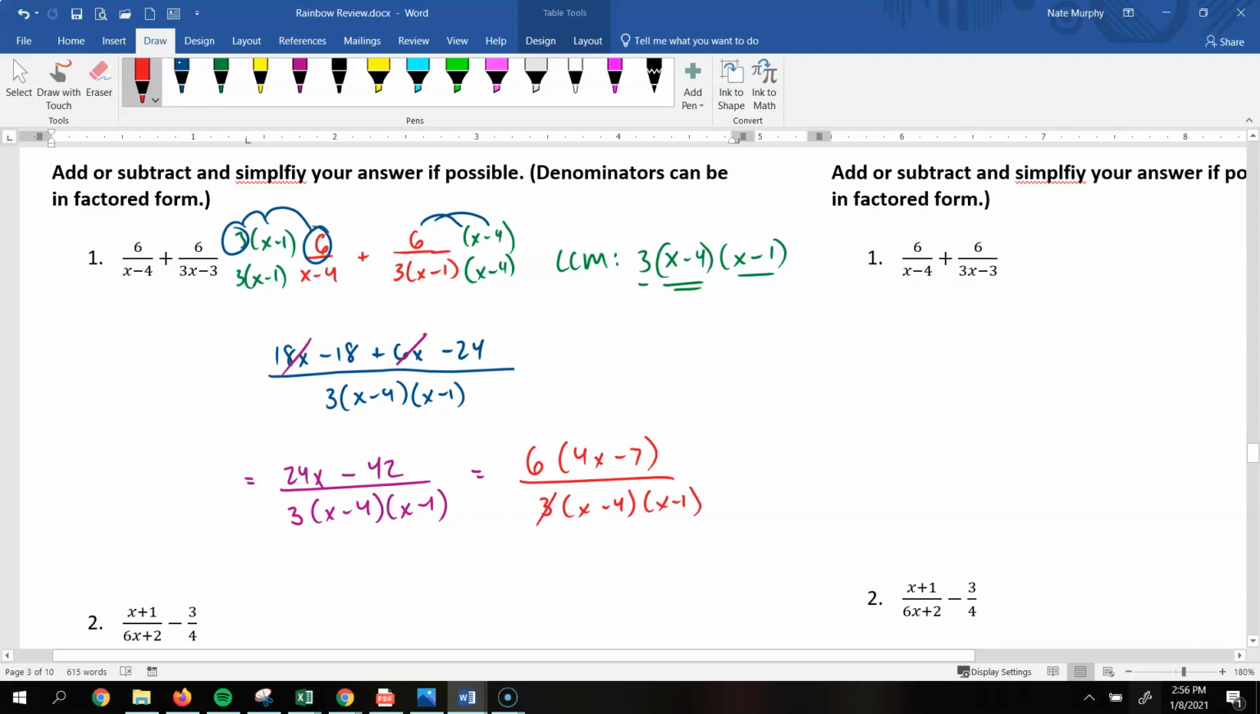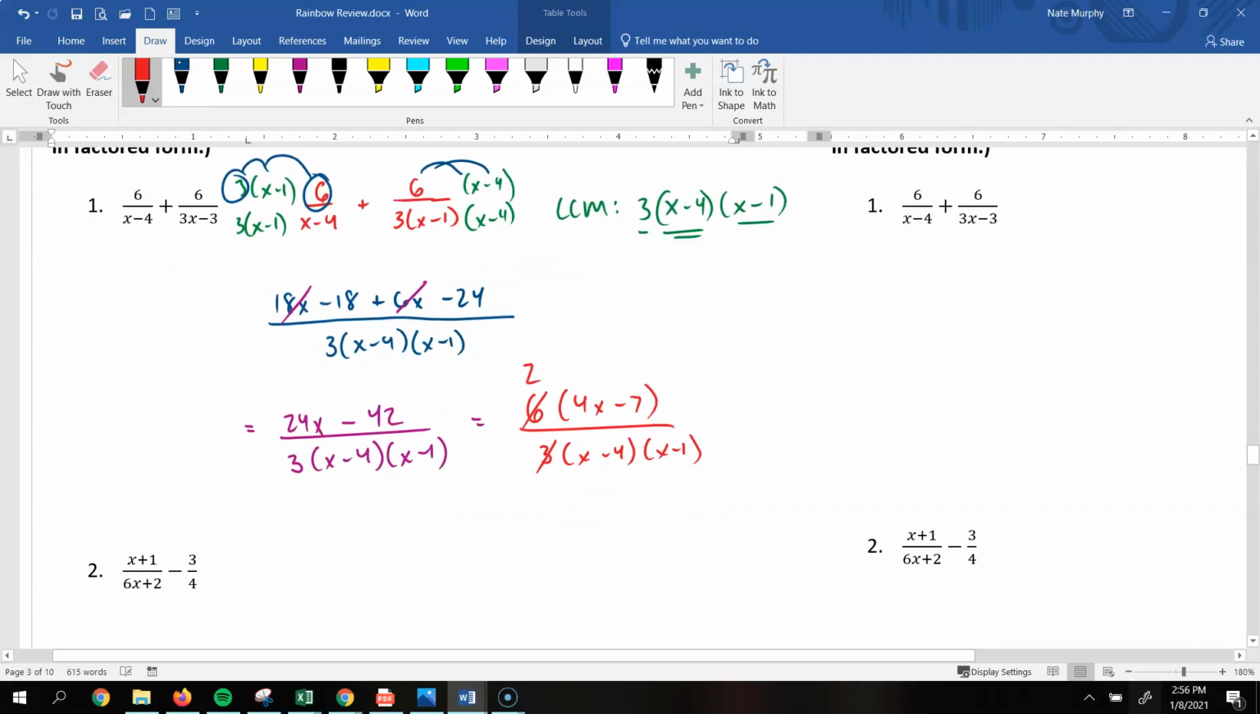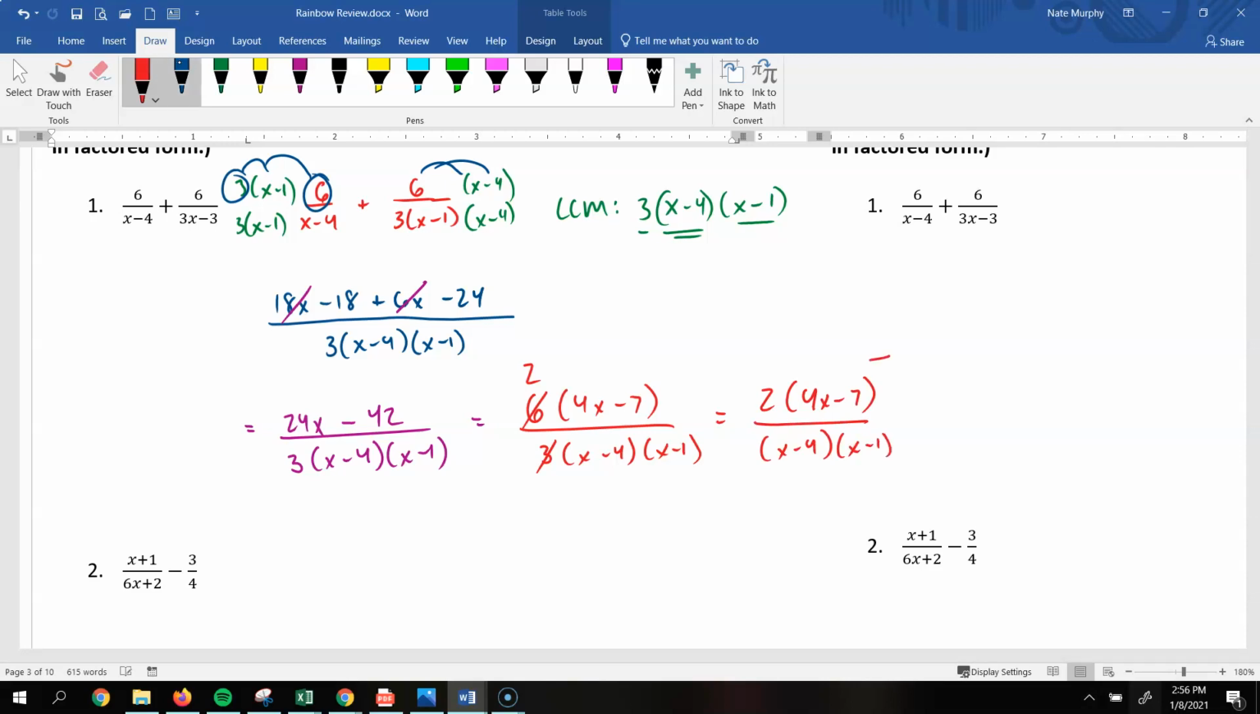And so this 3 would actually go into 6 2 times. So really what we should have had is 2 times 4x minus 7 over x minus 4 times x minus 1. So if we haven't already done that, we will have to fix that in the answer key.